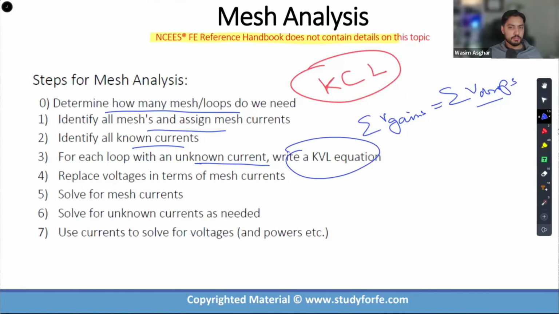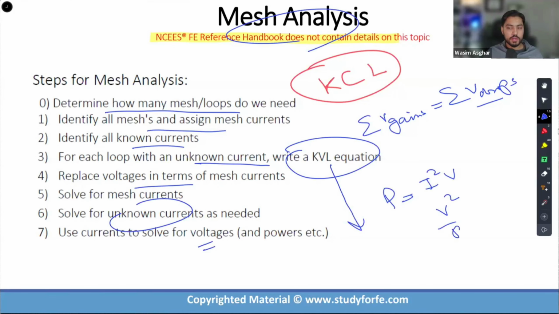As I said, mesh analysis is essentially building on top of our KVL: replace voltages in terms of mesh currents. So this is our KVL analysis from this point onwards. Then we are solving for the unknown currents and then the voltages. Once you've solved all the unknown currents and all the unknown voltages, you've solved every single thing in the circuit. Because if you're looking at a power equation across a resistor, for example, it would be I squared R, or it would be V squared divided by R. As long as you know I and you know V for the entire circuit, it is going to be a slam dunk from that point onwards.